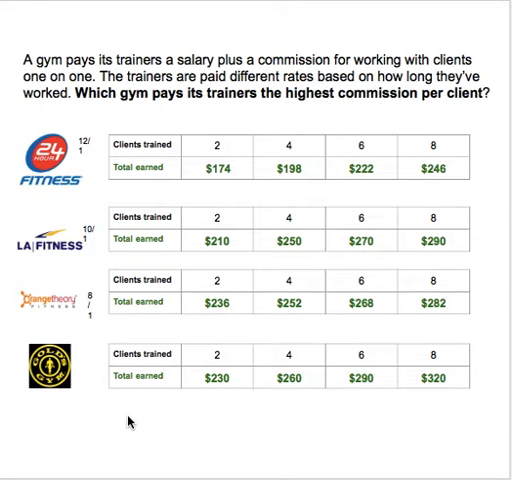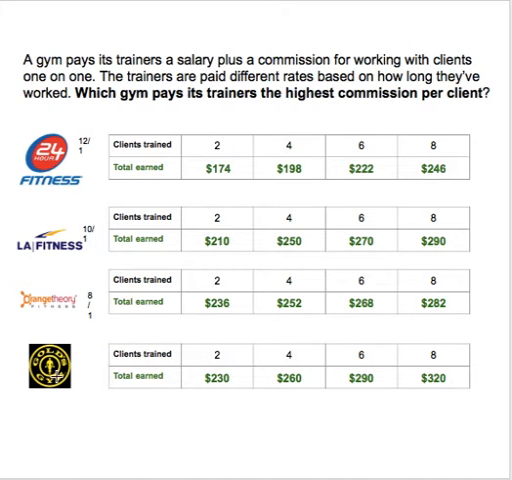Let's go to Gold's Gym, the final one. So again, I'm going to compare the change in Y. That is $290 minus $260 over 6 minus 4, and the change in X. So the change in Y is $30, and the change in X is 2. And that gets us a $15 to 1, or $30 for every 2 clients.